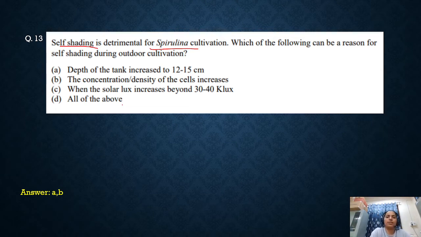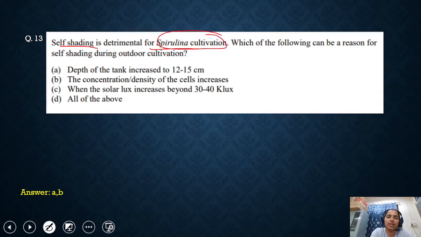So what happens when this spirulina cultivation is occurring, and when you are doing this outdoors in the presence of light, you try to make different shapes. Either it can be formed in tubes also, or you can form connecting types of tubes.